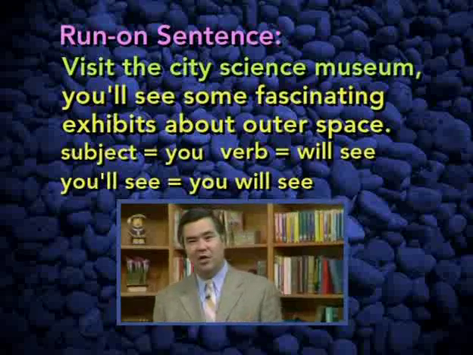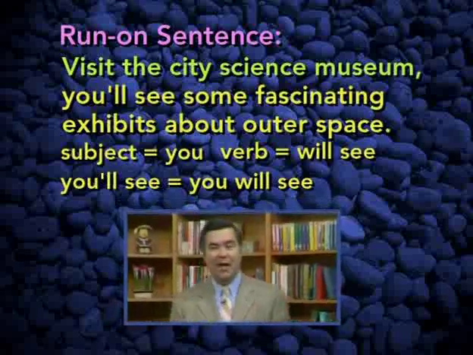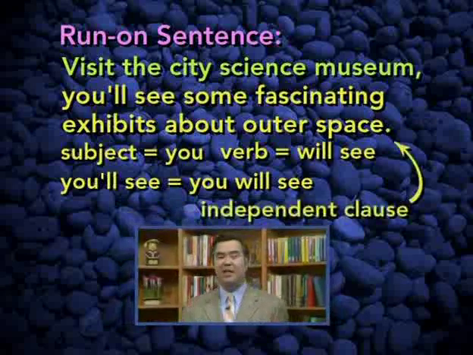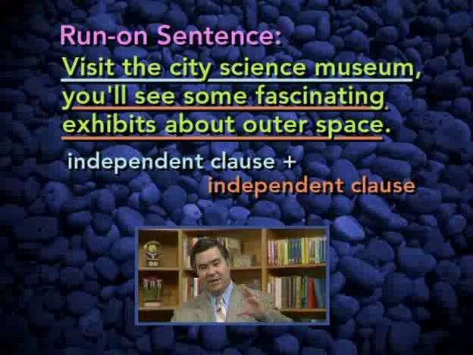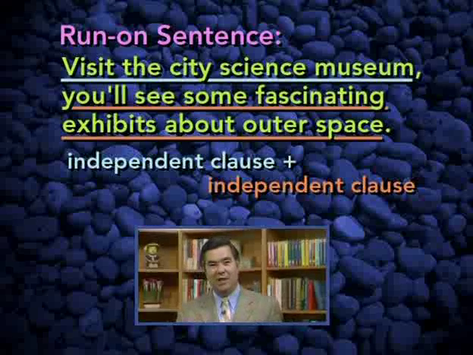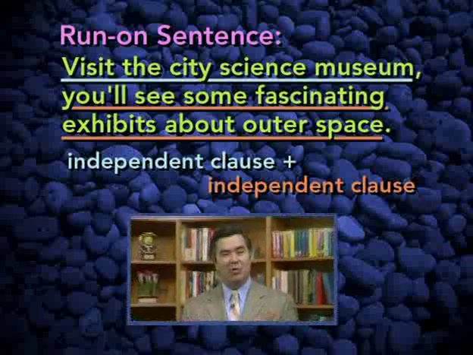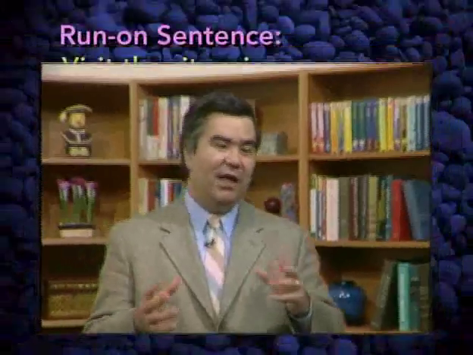Look at that second clause. You'll see some fascinating exhibits about outer space. That could stand alone as a sentence. We have two independent clauses which have simply been stuck together with a comma in between. That's what makes this wrong. It's a run-on sentence. If you had written this in your own paper, you would have to correct it to make the paper grammatically acceptable.